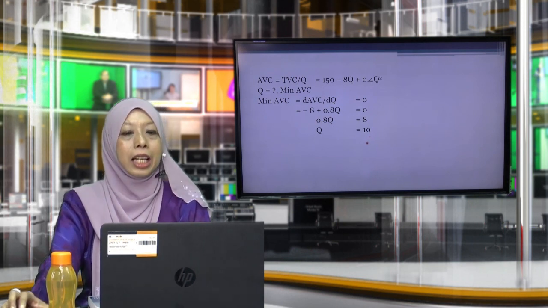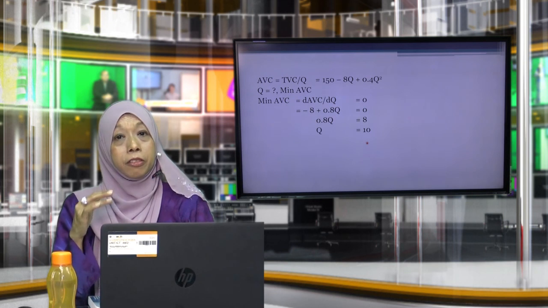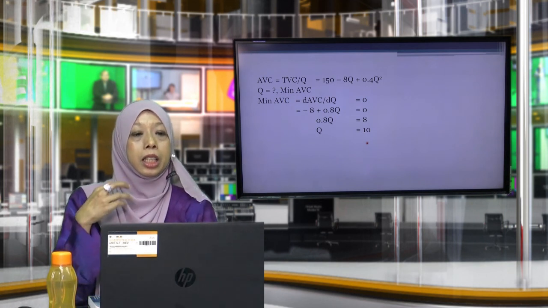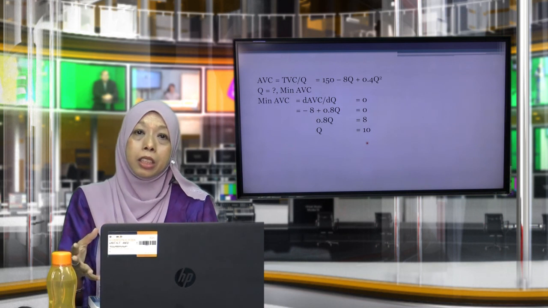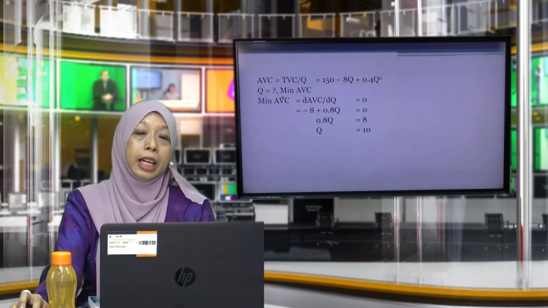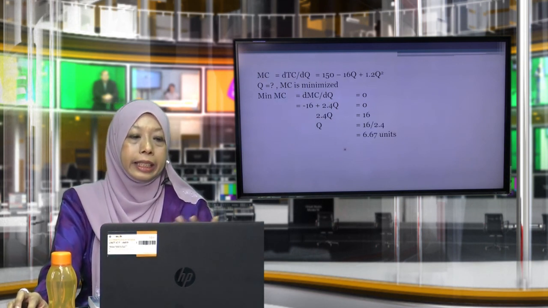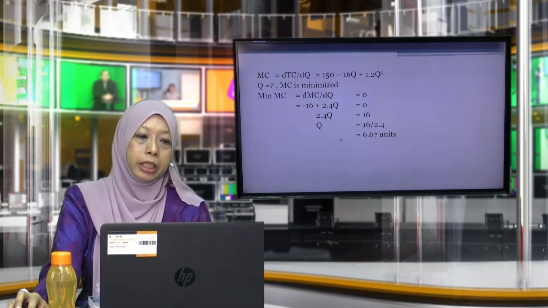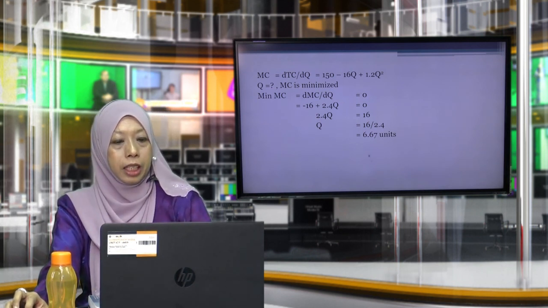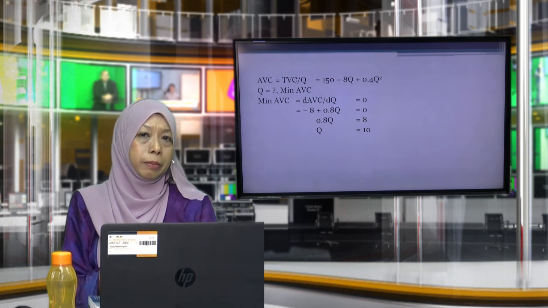So when you want to minimize average variable cost, the value of output must be equal to 10. In these 2 exercises, we have looked at how we derive the different cost functions in the short run, and how we use the different cost functions to achieve certain objectives of the firm. In this example, we identified the value of output required to achieve minimum average variable cost, whereas in the previous example, we identified the value of output if the firm wants to minimize marginal cost.